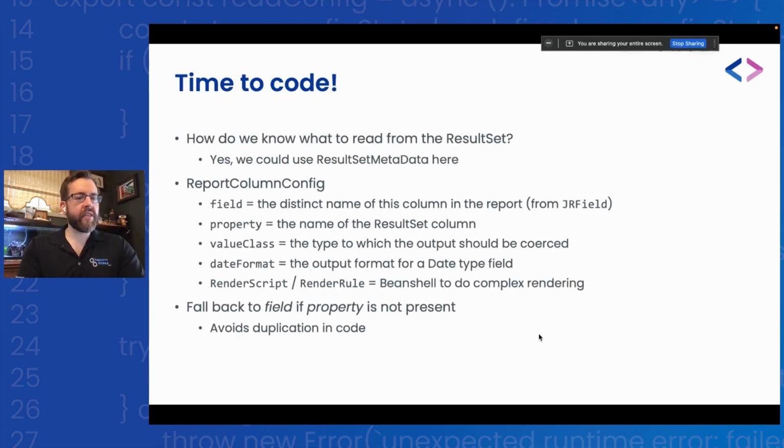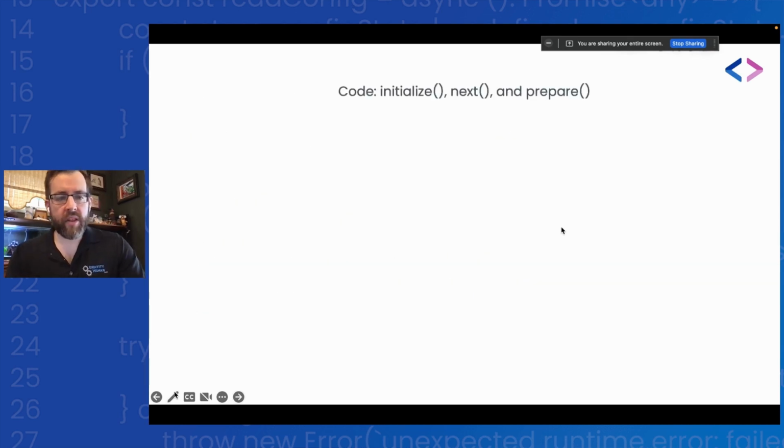And then the next thing that we need to do is, what on earth are we going to read from the result set? We could use the result set metadata here. Obviously, JDBC knows the column names that are in its output. The report column config, though, is going to be used for extracting these properties. We'll fall back to field if property is not present, but you should put a property. So let's look at some code.